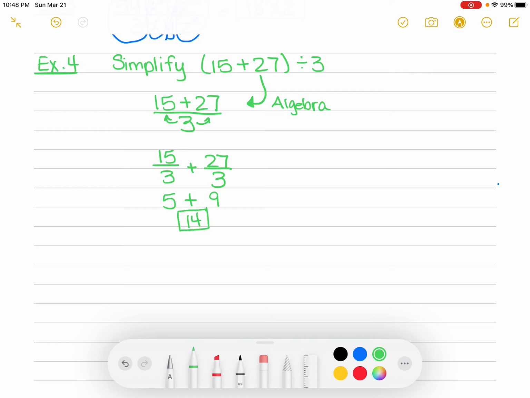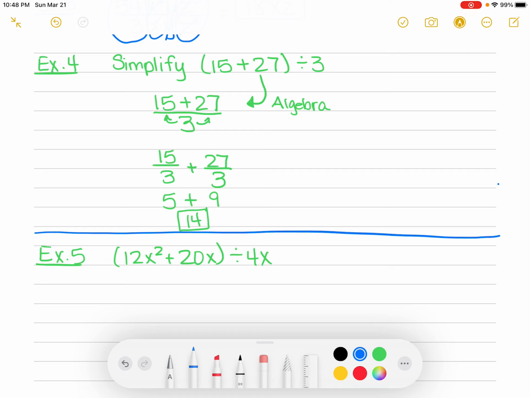Okay, so let's try some of this with actual algebra, with variables put in it. That's what I mean by algebra. We have some letters put in here, and then I'm going to have you do one on your own. So example 5 is going to look like this: 12x squared plus 20x, all divided by 4x. Okay, so see how this is looking a little bit different than that first one because we have some x's in there. So we're going to do the same thing we did up here. We're going to put it over the number.